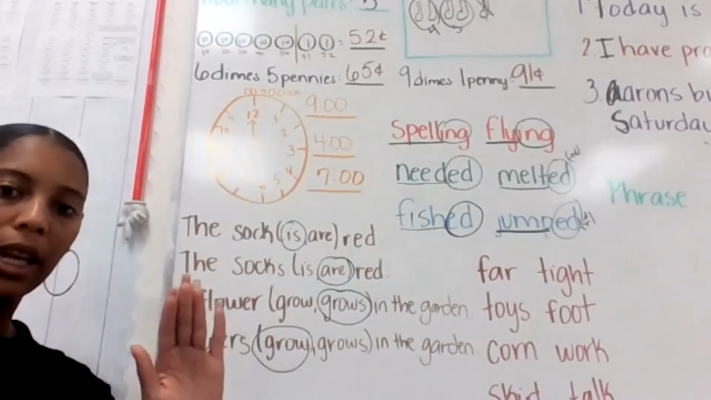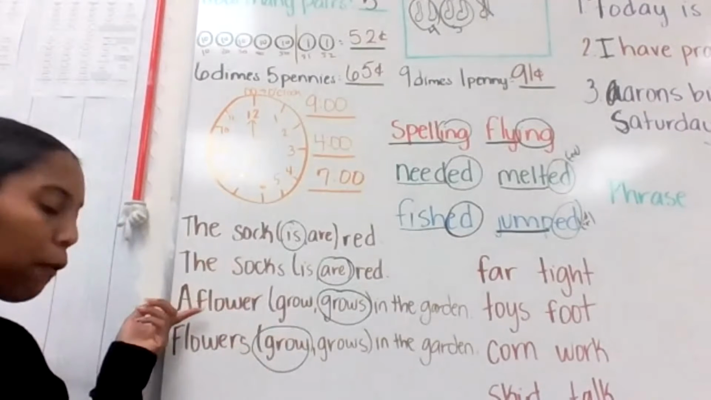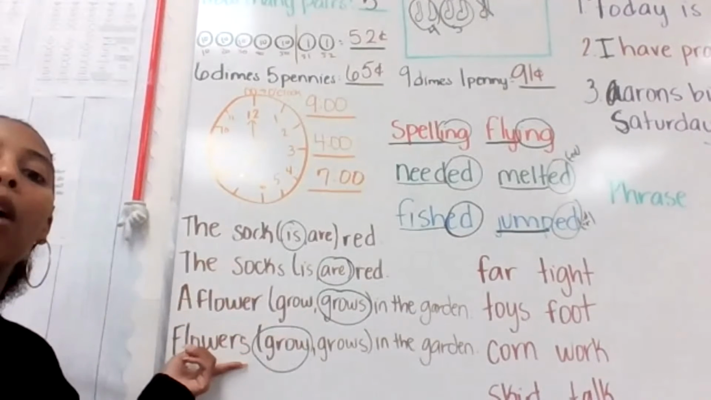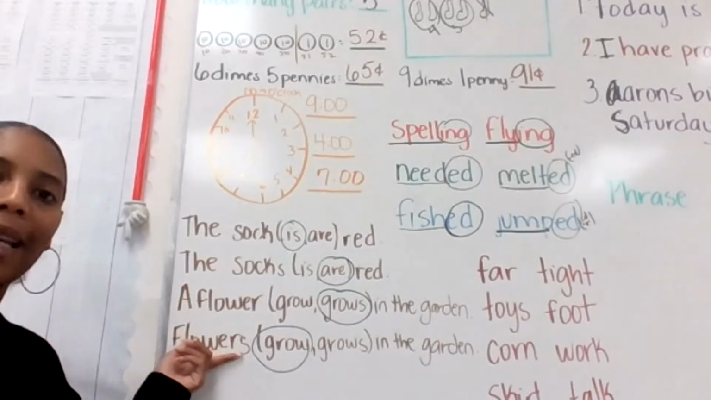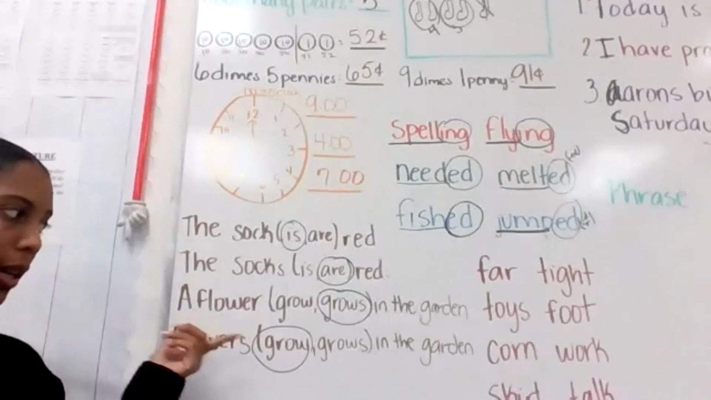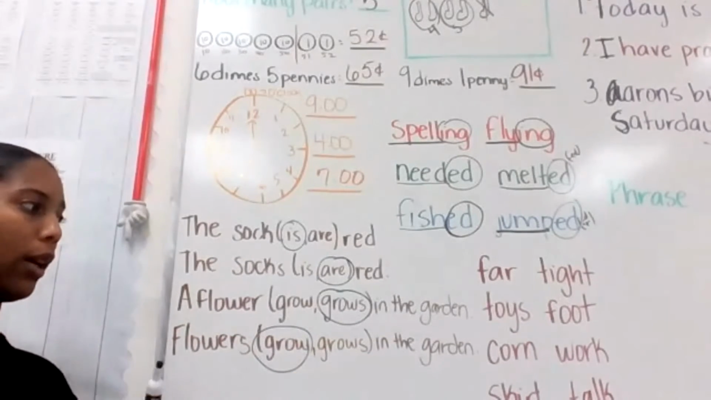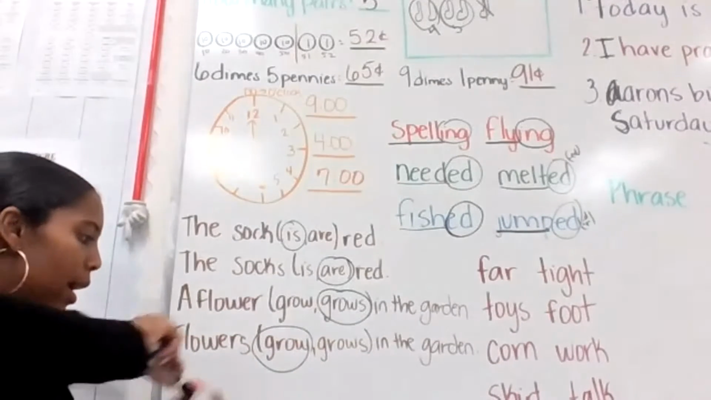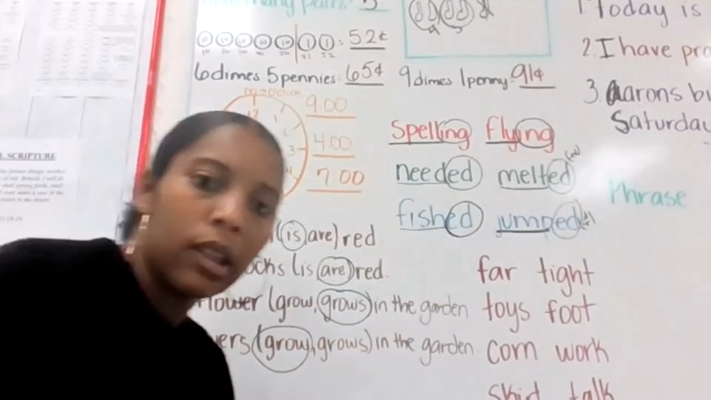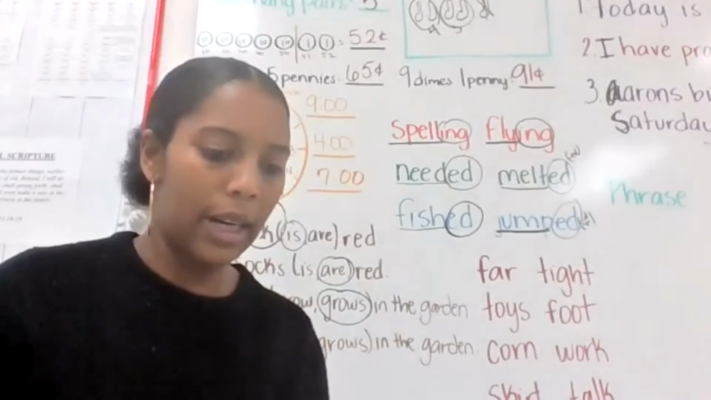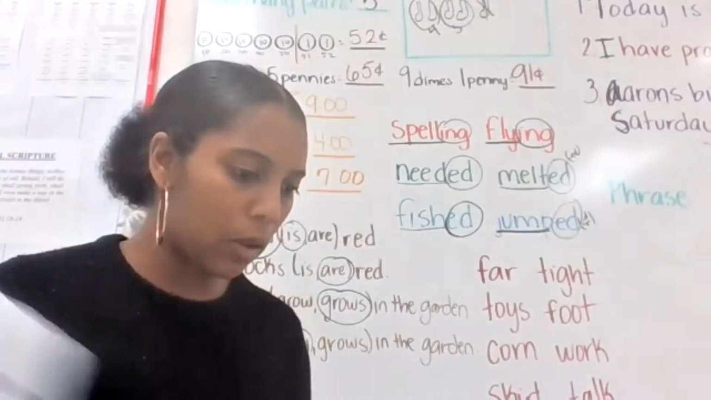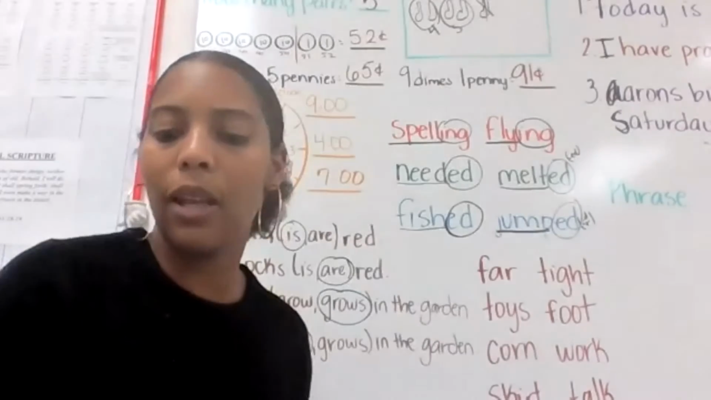And again, it changed. Look at the flower. It went from a flower to flowers. Remember we learned that S means more than one. So flowers grow in the garden. All right, awesome. So that's it for our phonics lesson today. I just wanted to review that and go over root words and suffixes.